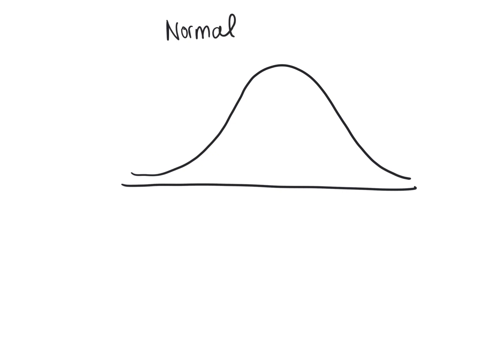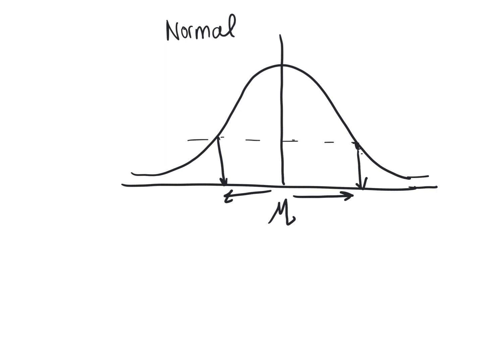Some properties of the normal distribution is that it is symmetric around the mean. So if I go the same distance this way and the same distance this way, these will have the same height. It's symmetric. I could fold it over about the mean and it would match perfectly. That's an important property.